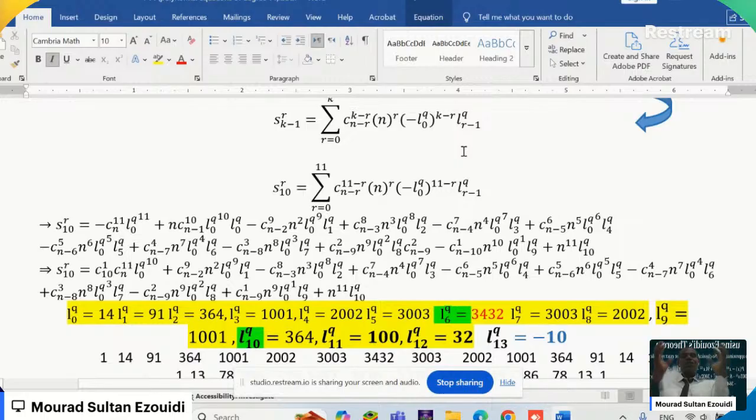You see S_{k−1} and L_{r−1} inside; there is a relation between S_{k−1} and L_{r−1} because the symbolic roots are hidden there. The symbolic roots are between.